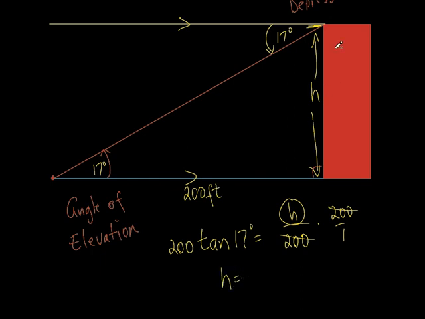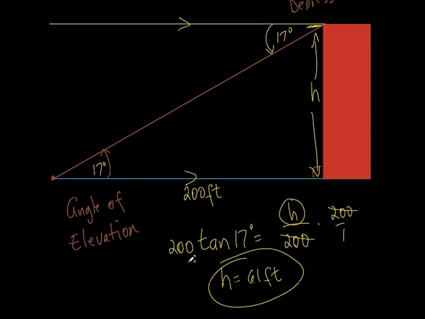So the height is, we didn't find an angle, did we? We found how tall this building is. So that's 61 feet. All right? So that's how we can find how tall that building is. 200 feet this way, and then 61 feet this way, 17-degree angle. It's kind of a neat thing.